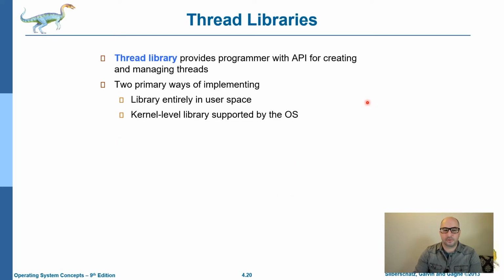How users get their threads, and users here are programmers, is through an API. And there are 2 ways of implementing this. The first is by a library entirely in user space, and the other is this hybrid approach where the library in user space will make calls into the operating system to help get these threads created and assigned.